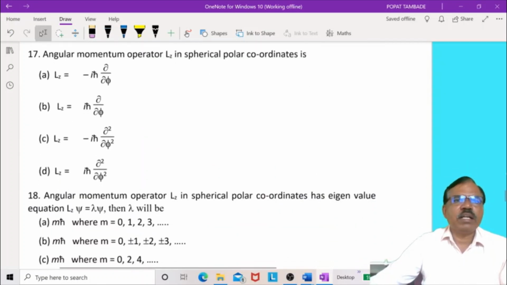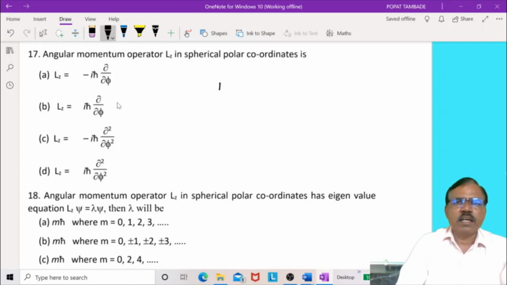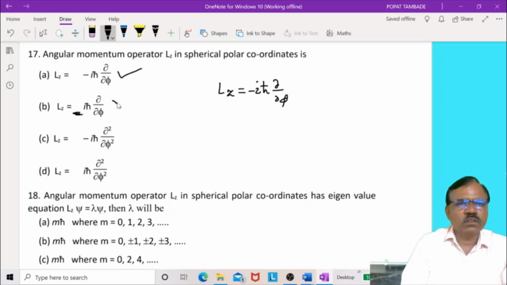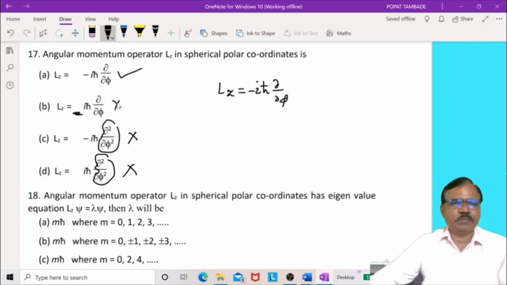The angular momentum operator Lz in spherical polar coordinates is given as Lz is equal to minus iħ ∂/∂φ. So if we see the four alternatives, A, Lz is equal to minus iħ ∂/∂φ is the correct one. While here there is no minus sign, so this is incorrect. Here we have a second order partial derivative, so this is also not correct. Here we have a second order partial derivative, so this is not correct.